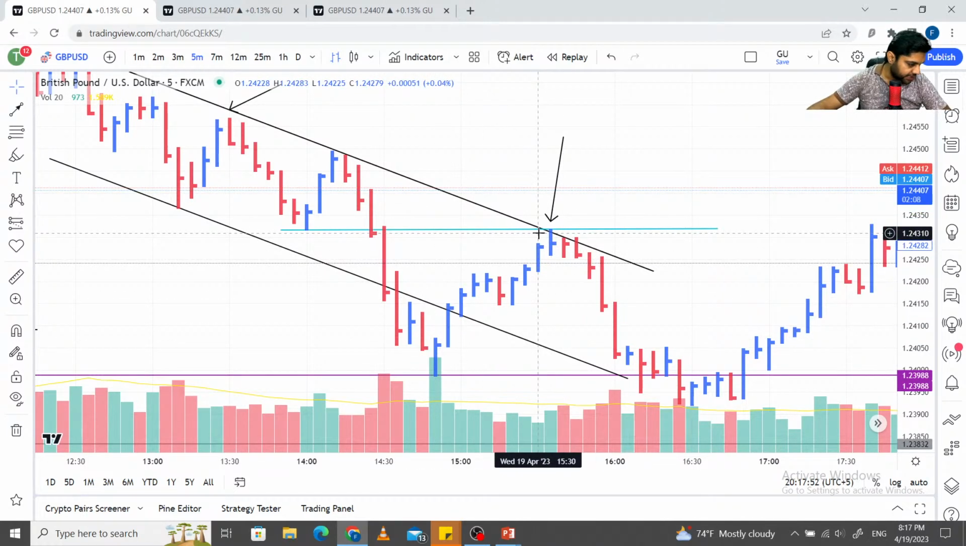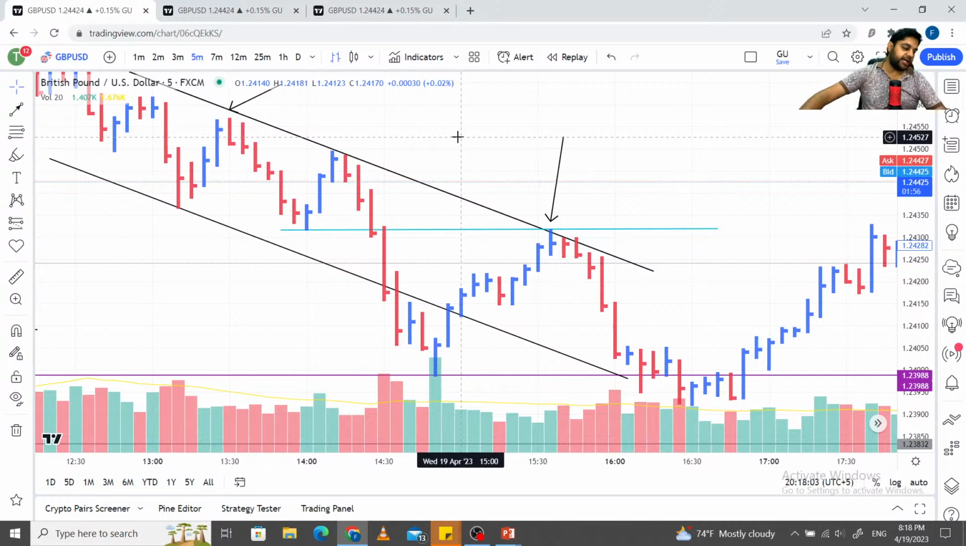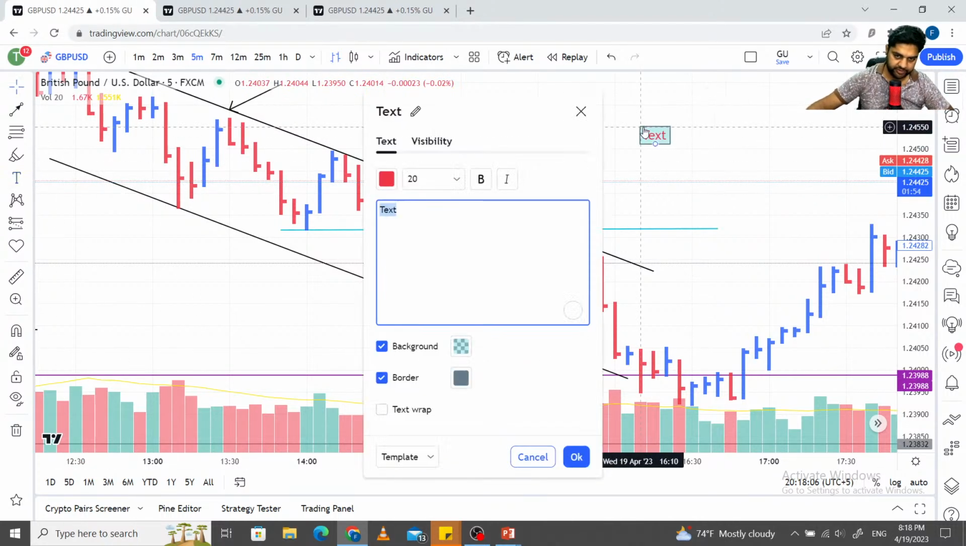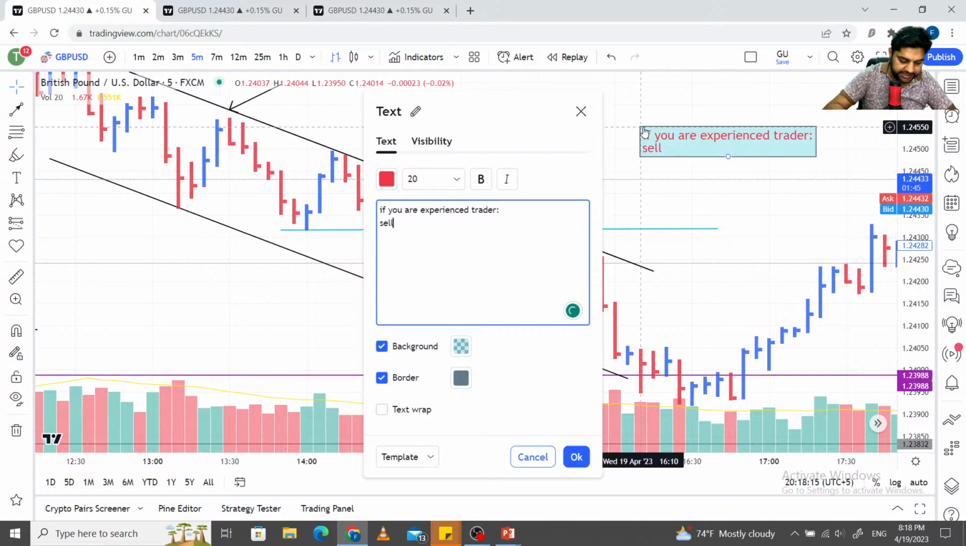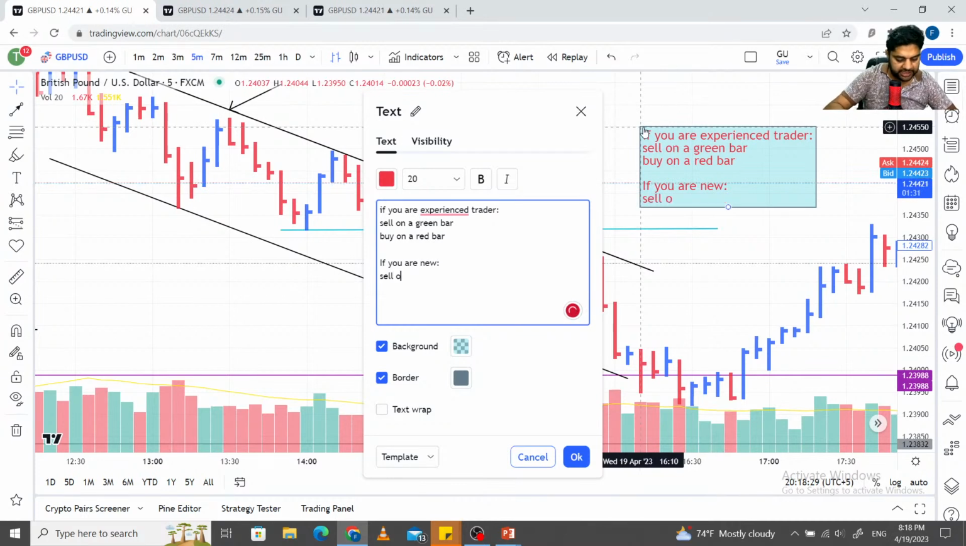Prabir Roy sir asks, is it a trade to sell on a red bar in a downtrend? No. Normally, Prabir Roy ji, if you are an experienced trader, sell on a green bar and buy on a red bar. If you are new, then sell on red and buy on green.